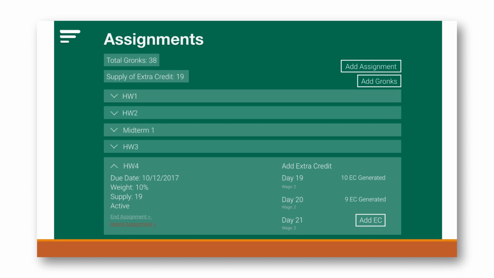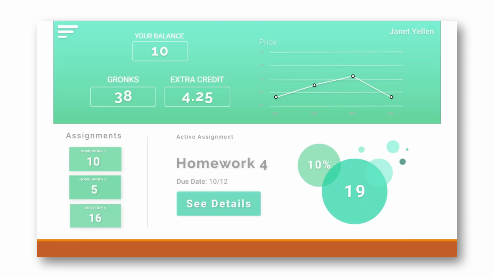You put the due date when the homework's due, the weight of the assignment, so this homework is worth 10% of their grade. And then we see what the students see. So the students see a balance, right? This is Janet Yellen's sheet, and she has 10 Gronks. So she has answered enough questions to earn 10 Gronks. And then she also knows that there are 38 Gronks in the economy, so she knows the money supply.